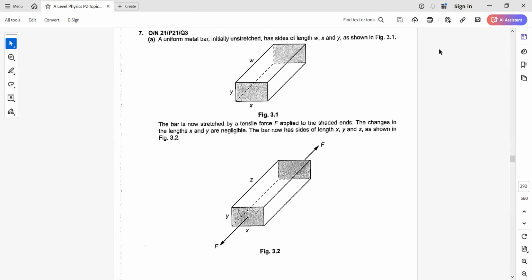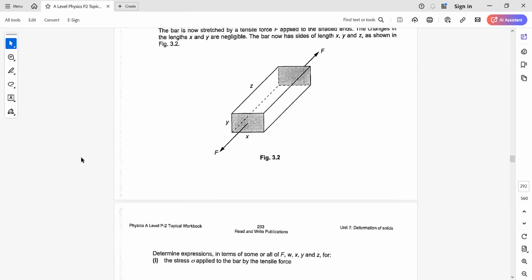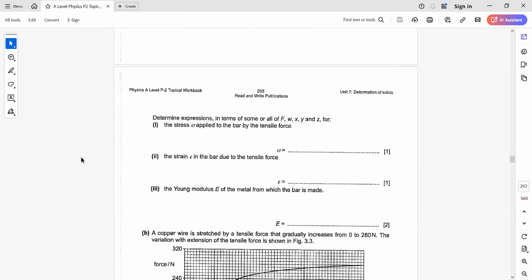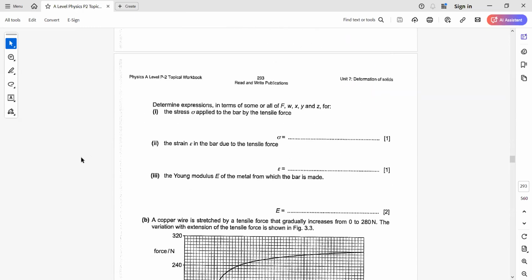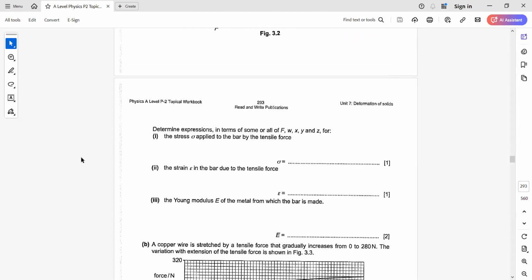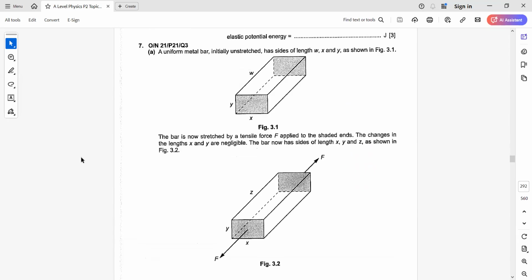So then we have question 7. It says a uniform bar, initially X, Y, and W, shaded area. The bar is now stretched. So there is a force that is applied and it has now become longer. Cross-sectional area has somewhat stayed the same. So that's Z, that's the final length. Okay, what do they want us to do? Determine the expression in terms of some or all of the stress, the strain, and the Young's modulus. So it would be better if we keep it here.